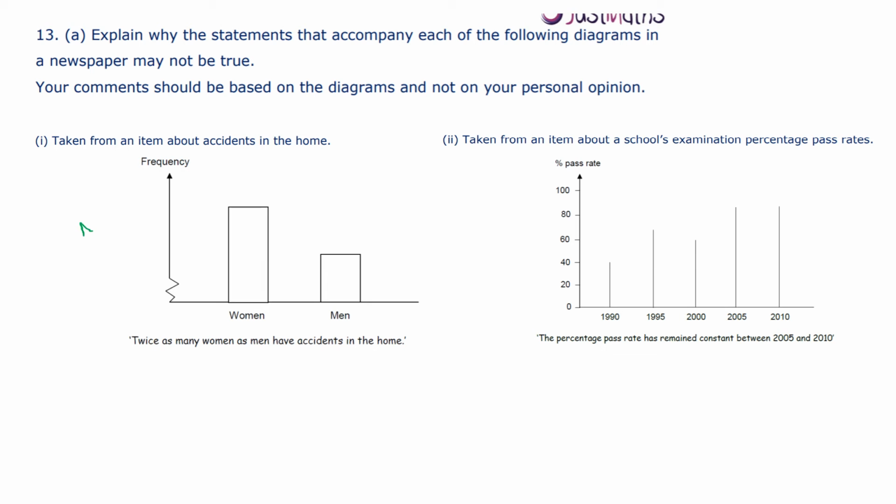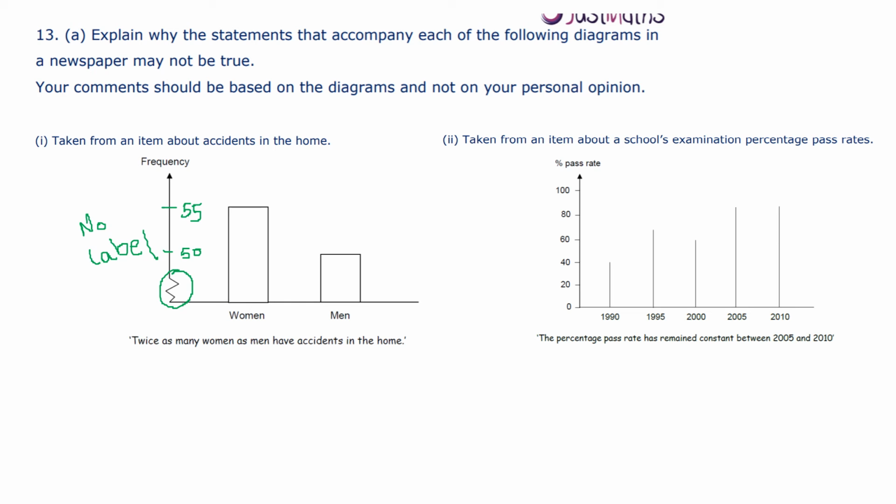But we haven't got a label on the y-axis again. And we've also got our little squiggle here, and that indicates that our scale doesn't start at 0. So if our scale started at, say, 50 and went up in 5s, we could have 50 men, but then we might only have 55 women. We can't tell from that bar chart exactly how many women and men have had accidents in the home. So that's misleading. Without those labels on that y-axis, we can't work out the actual frequencies.